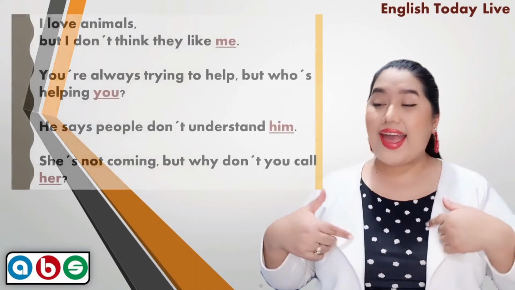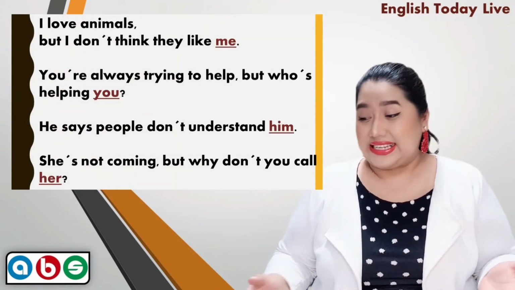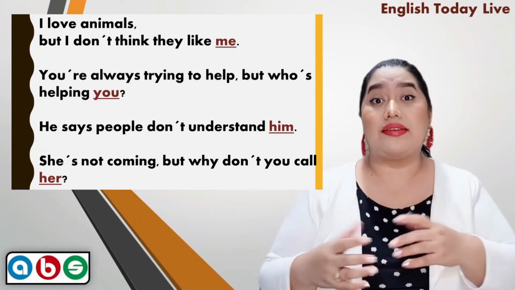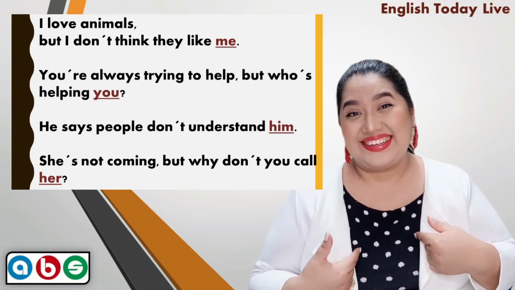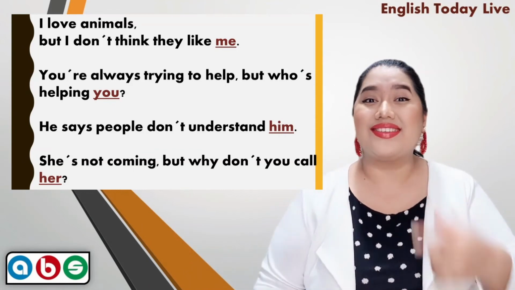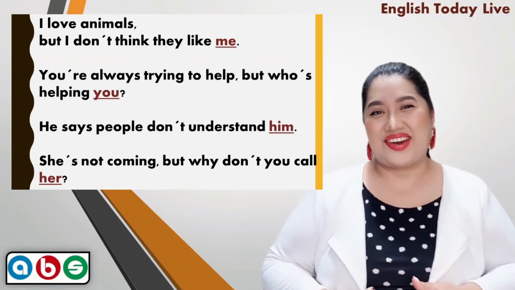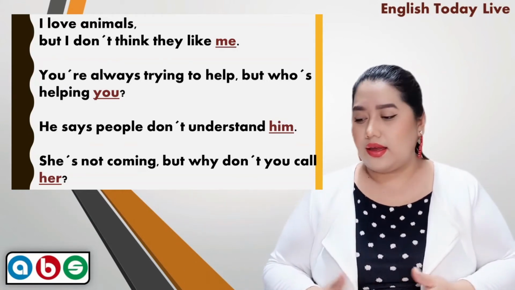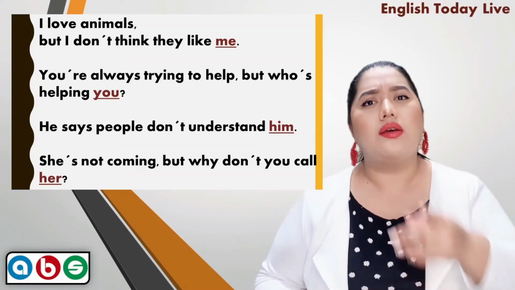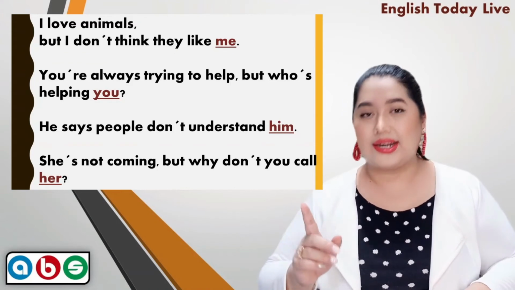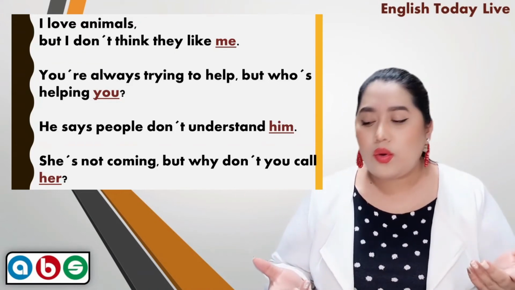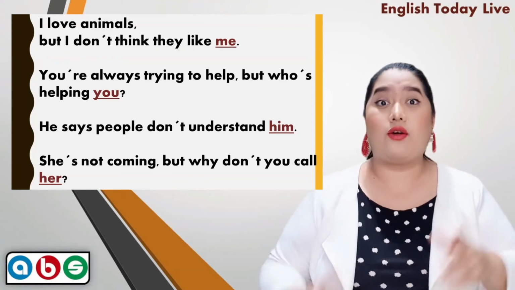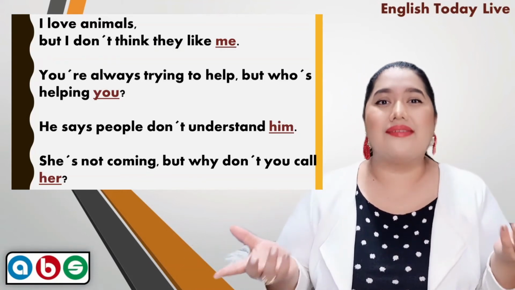The first one: I love animals, but I don't think they like me. Could you see? I am the subject. So me, in this case, I'm pointing to myself and I use the object pronoun me. Let's do the next one. You are always trying to help, but who's helping you? Could you see? You are always helping. That's good. But in this case, who is helping you? You is the object pronoun. Of course, you the subject pronoun and you the object pronoun is the same word.